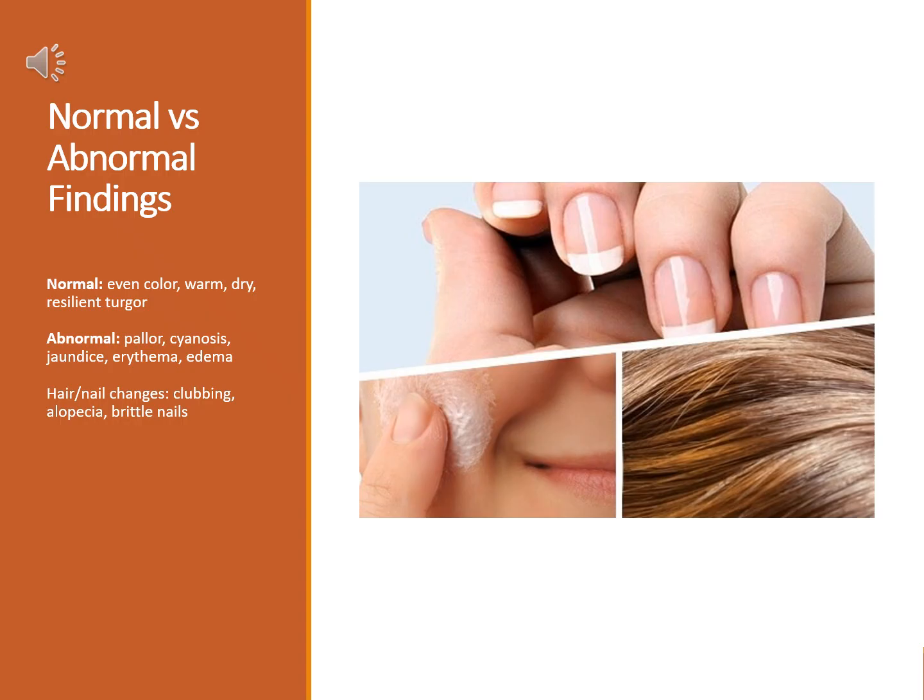Petechiae would be related to a platelet disorder. So this is a pinpoint rash on the body, and basically what it indicates is a breaking of the capillaries underneath the skin. So this would be indicative of a platelet disorder or a bleeding disorder.